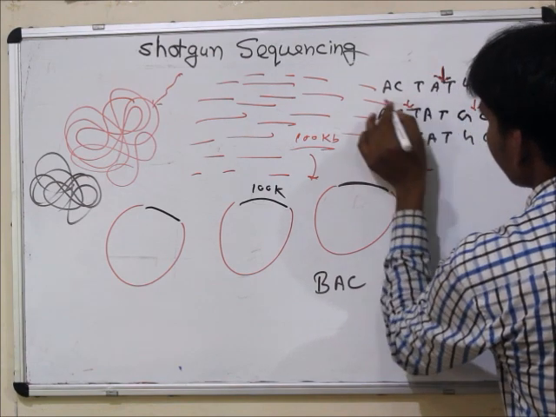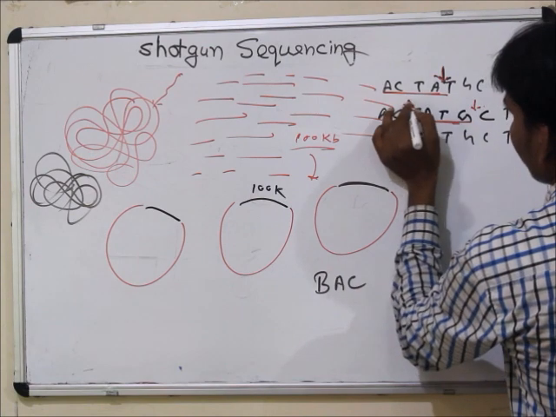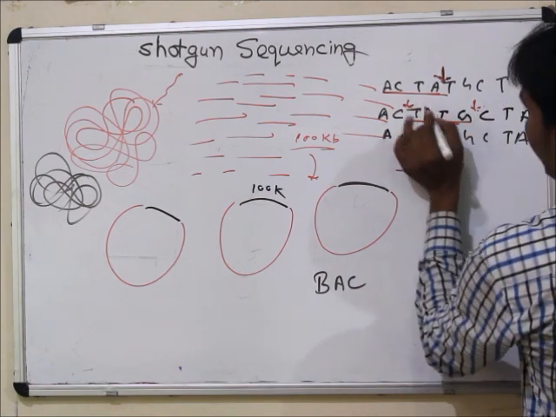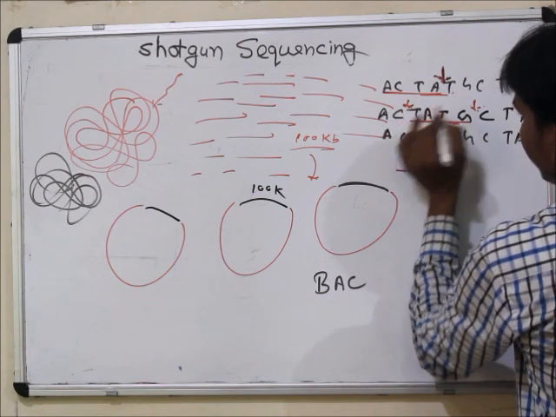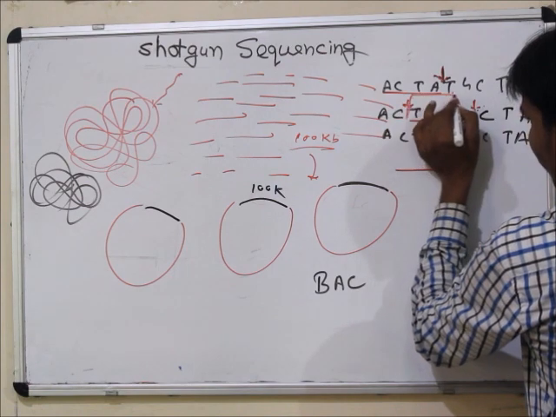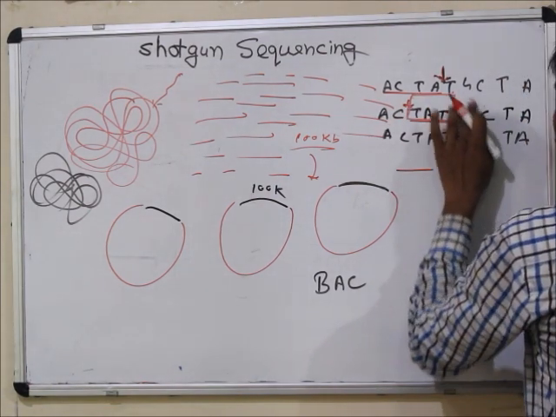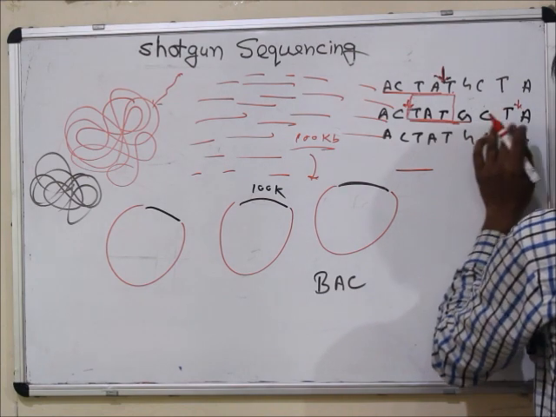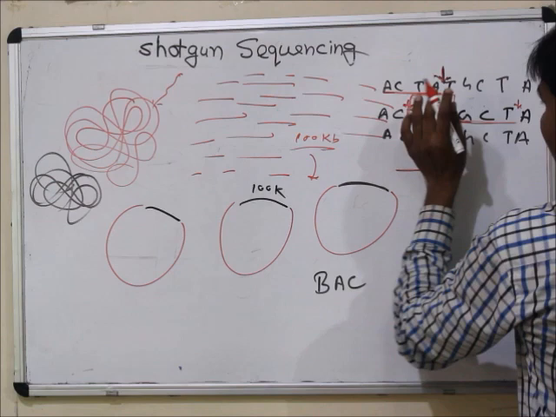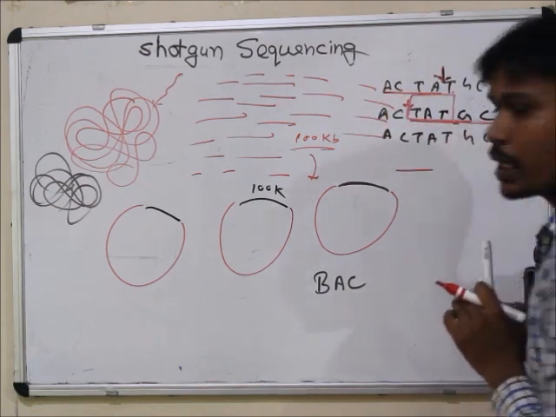So if you get these sequences and these sequences, there are fragments. Pointing out, TAT will match here. And these fragments will be obtained from here. So there is a match, and these fragments will align with these fragments; that is a contig.